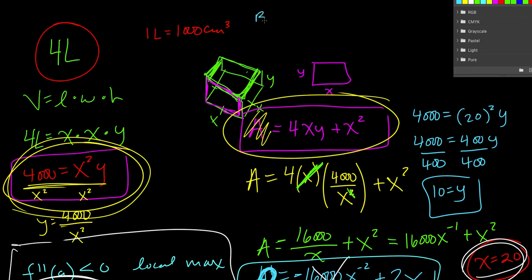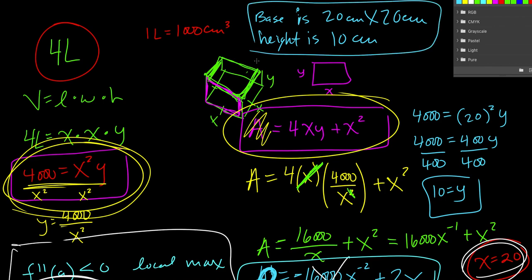So the base is a 20 centimeter by 20 centimeter square, and then the height is 10 centimeters. And that will optimize, that will give us the smallest surface area and still give us this original volume that was desired. Okay, the next video will show the next problem, and then we'll be done after that.